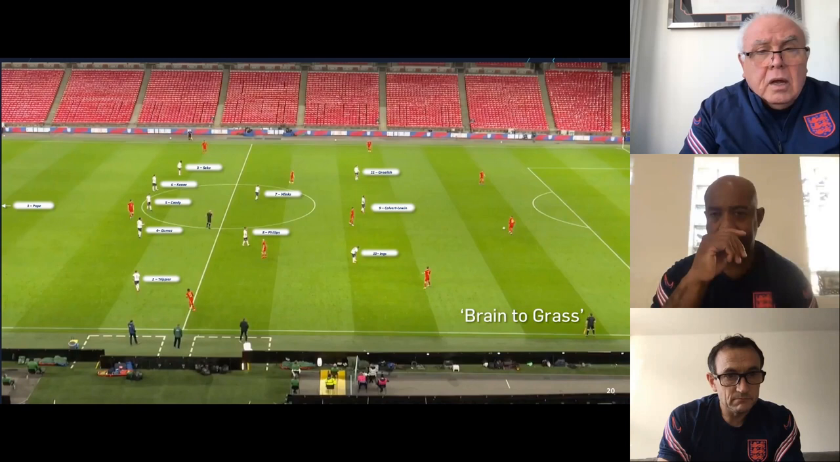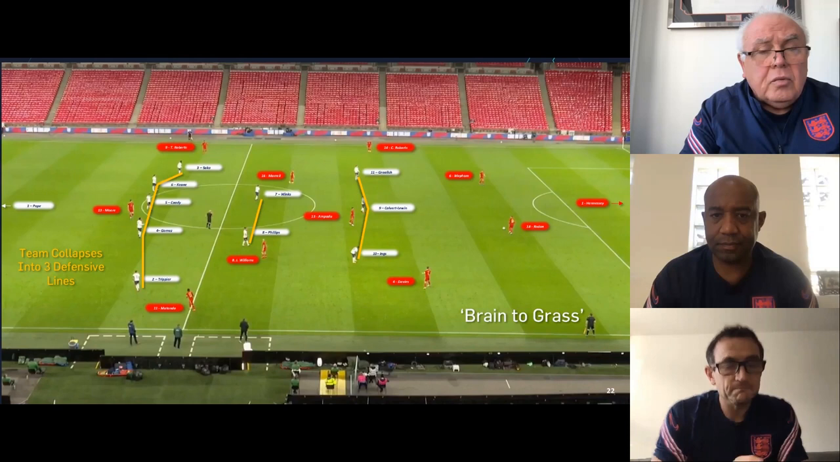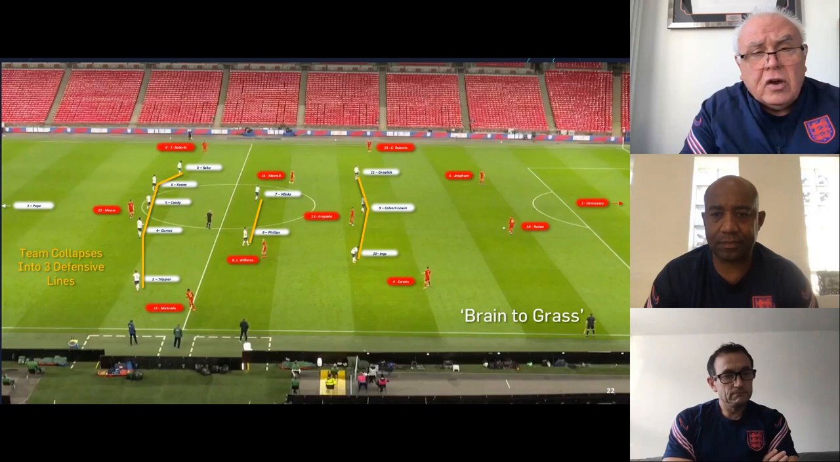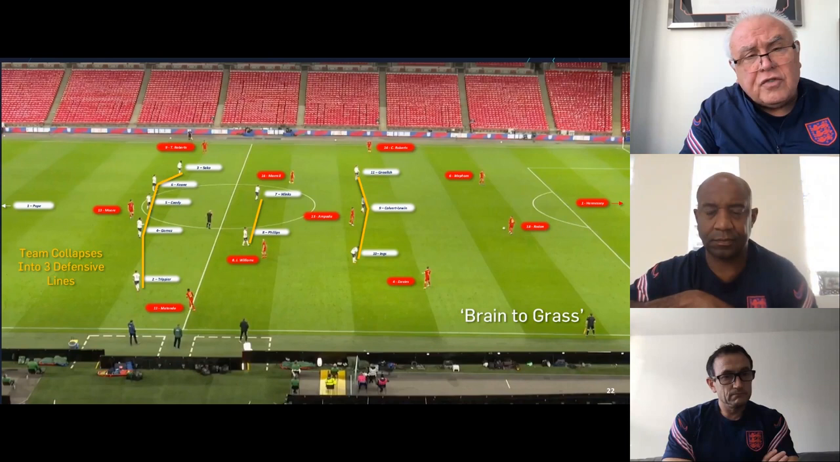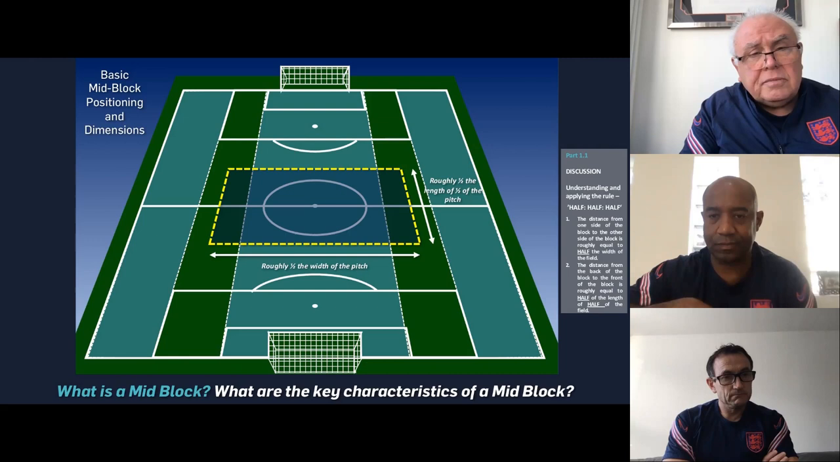So just labelling the players there, there's the Welsh players, and then we can see that England have dropped into, I call it, they collapsed into three defensive lines. And that's a word I think should travel from the foundation phase into the next phase. Players should come with that familiarity around the word collapse and what it means from a footballing point of view in terms of defending, three defensive lines.